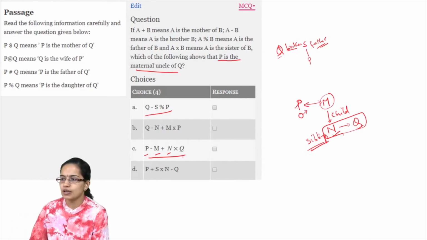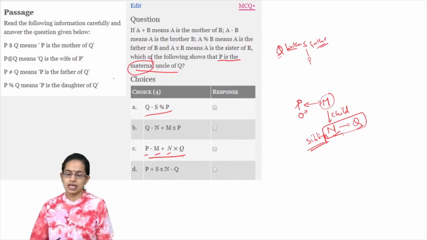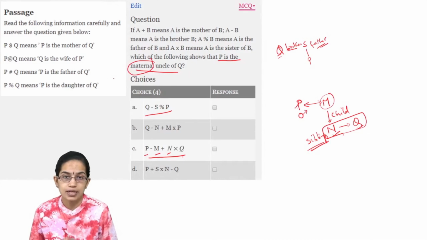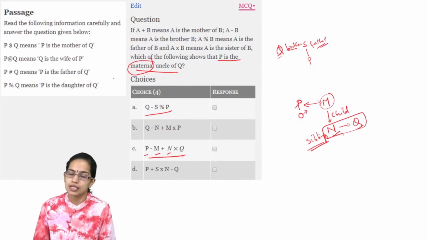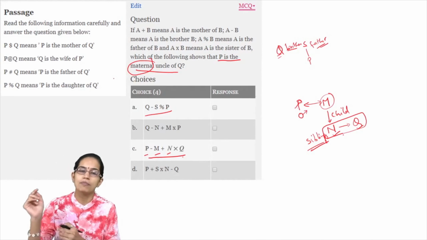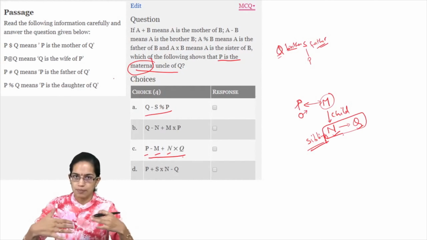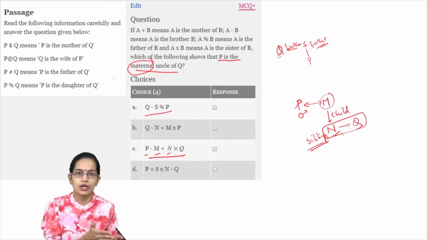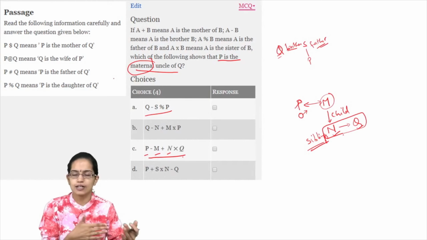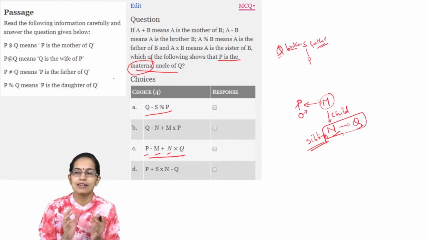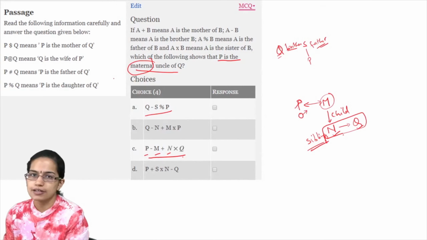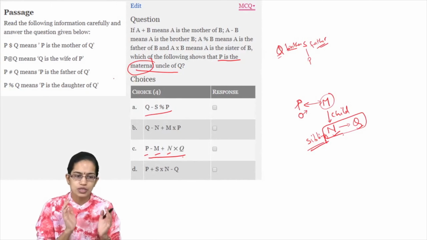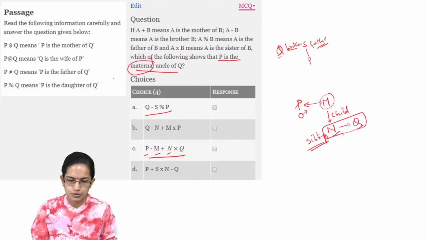So be very clear what the question asks, whether it is maternal, mother's brother, or father's brother. So maternal uncle or paternal uncle. If you try to apply it to your own family and try to find out the regional names for your maternal uncle or paternal uncle, that would probably make these kinds of blood relation questions much easier and much more simplified for you to solve.